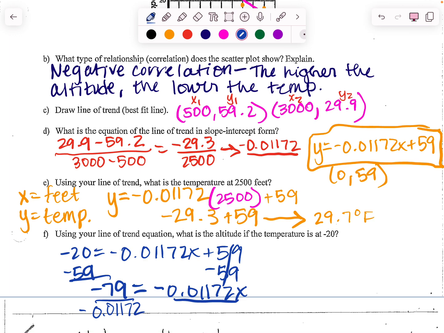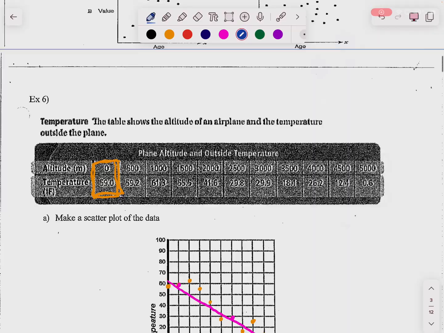And what do we get? 6,740.6, not 6,767. Is that to the hundredths? Okay, so that means when the temperature is negative 20 degrees, how far up are they? They're at 6,740.6 feet. Does that make sense? All right.